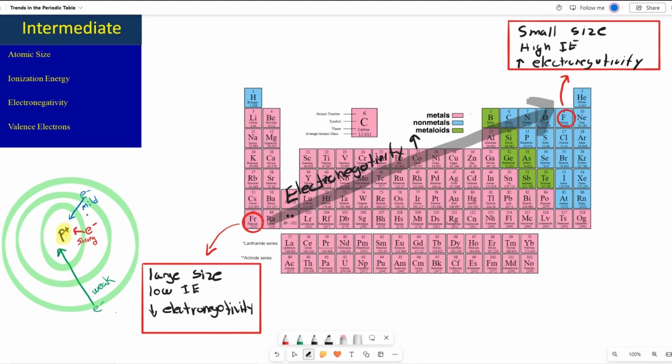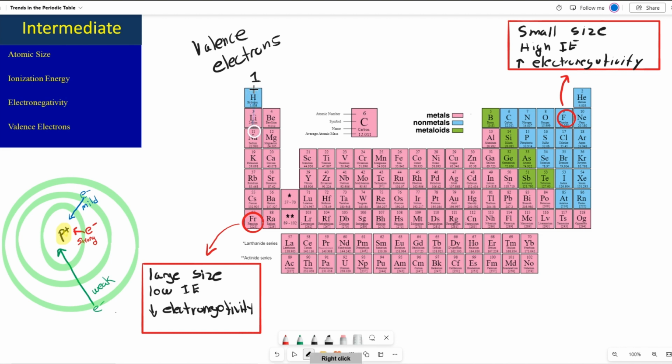And then if we take a look at the last trend, which is valence electrons, you can tell how many valence electrons an atom has based on the group that it belongs to. Elements that are in group 1 have one valence electron. So all these elements in group 1 have one valence electron. Elements in group 2 have two valence electrons. And then for now, we're just going to skip all the transition metals. Elements in group 13 have 3 valence electrons.